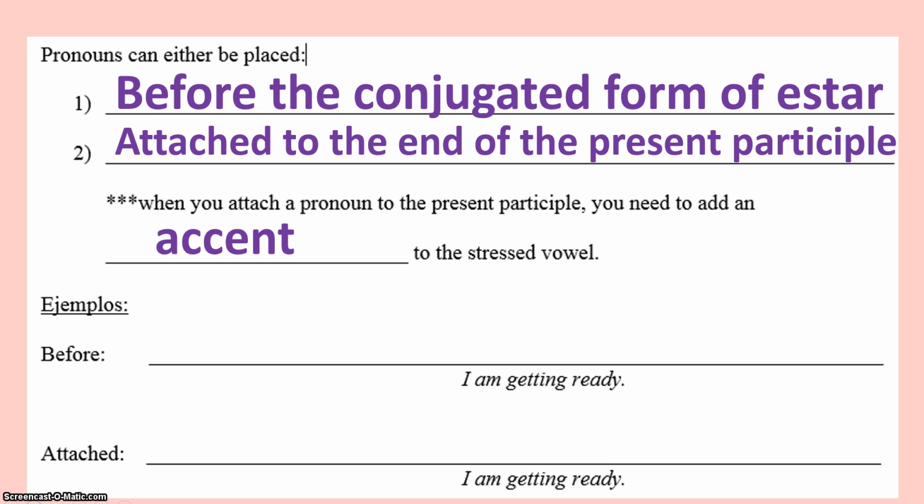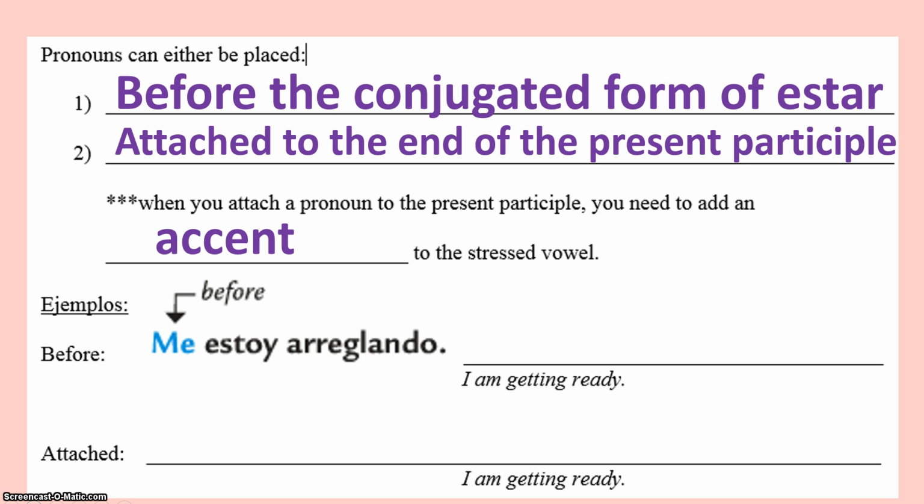Please recall from the vocab that to get ready is arreglarse. And we know we're talking about ourselves, so we're going to be using estoy. And arreglar is an AR verb, so I know I need my ando ending. First, let's look at I am getting ready with the pronoun placed before the conjugated form of estar. Me estoy arreglando.